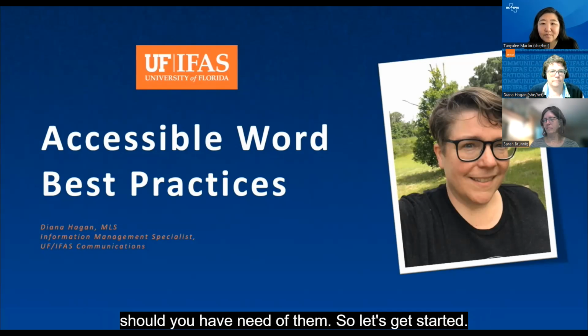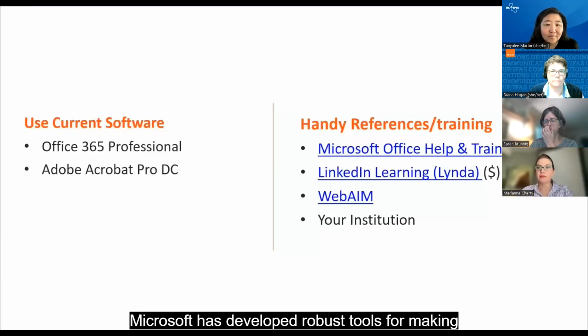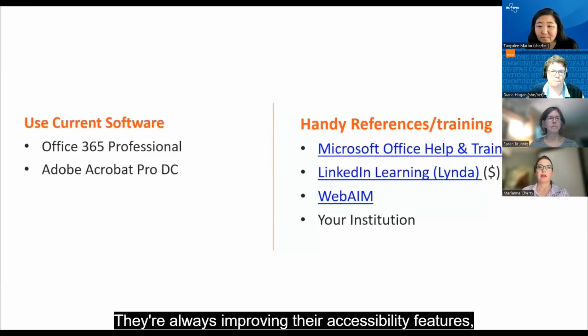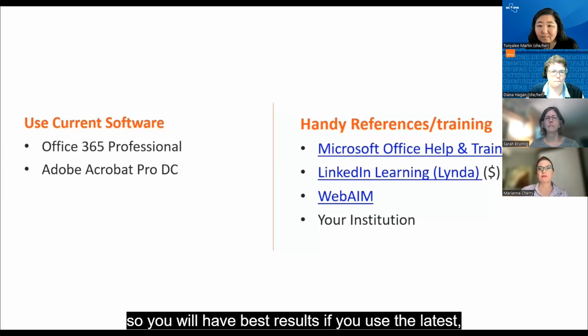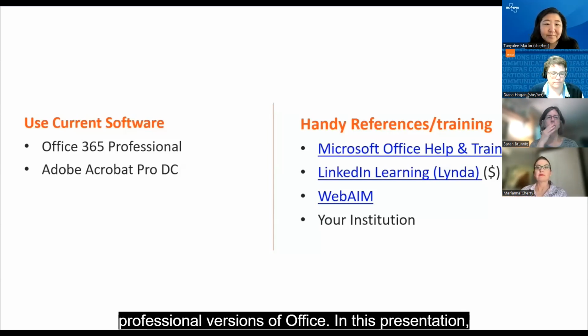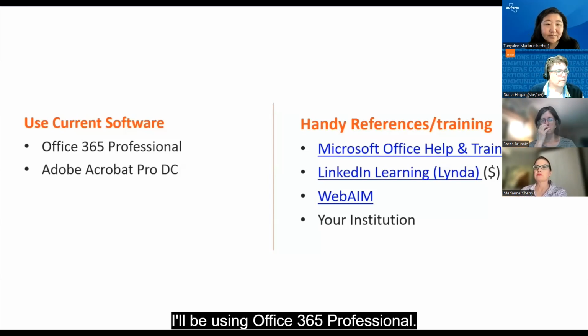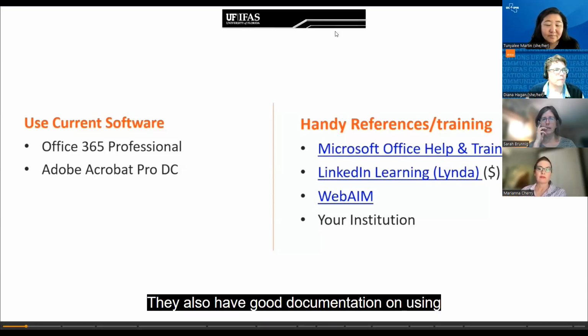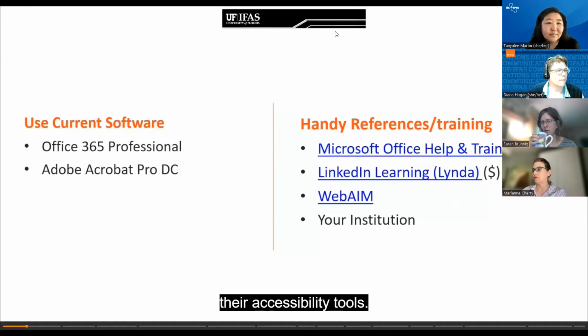So let's get started. Microsoft has developed robust tools for making documents accessible. They're always improving their accessibility features, so you will have best results if you use the latest professional versions of Office. In this presentation, I'll be using Office 365 Professional. They also have good documentation on using their accessibility tools.